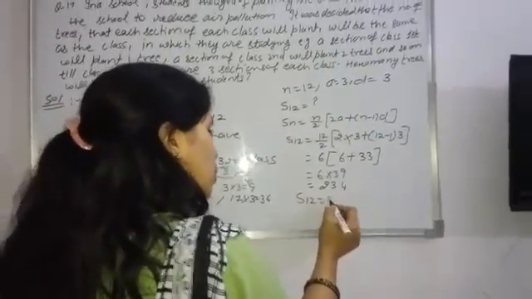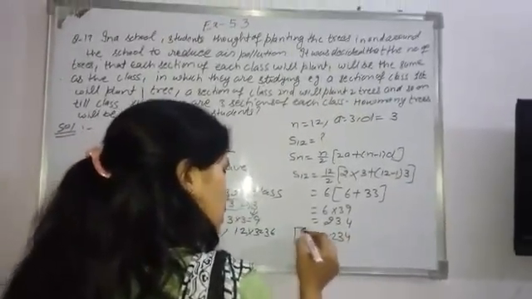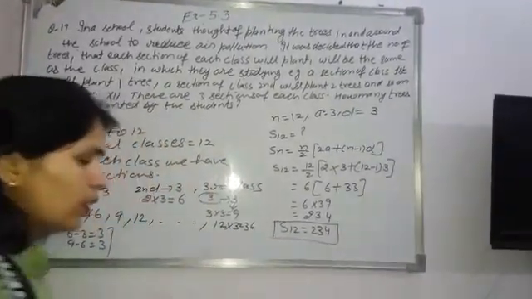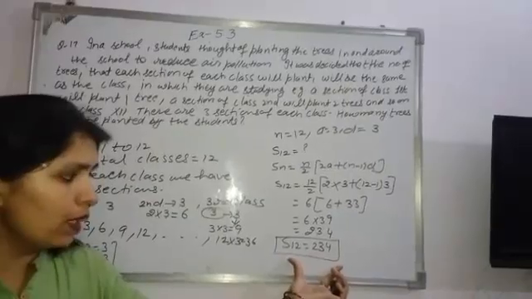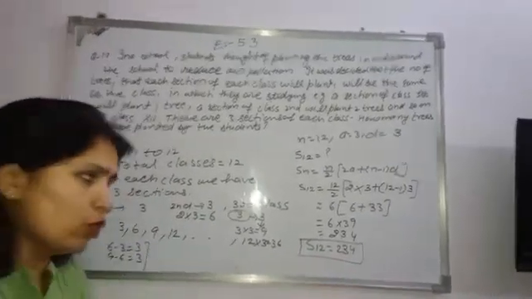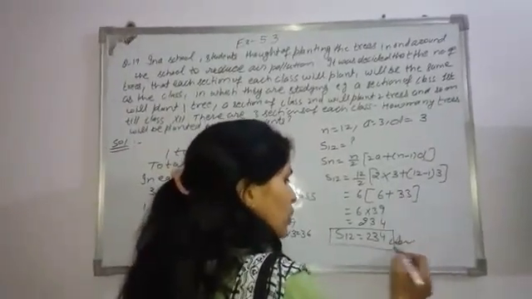So how many total plants will the students plant? How many plants will be planted by the students? Total plants is equal to 234. So this is the sum of these plants.